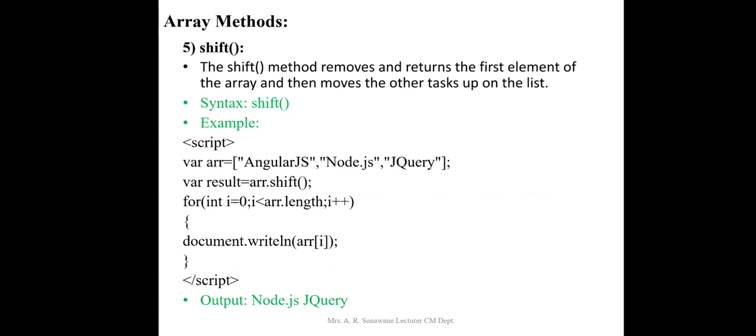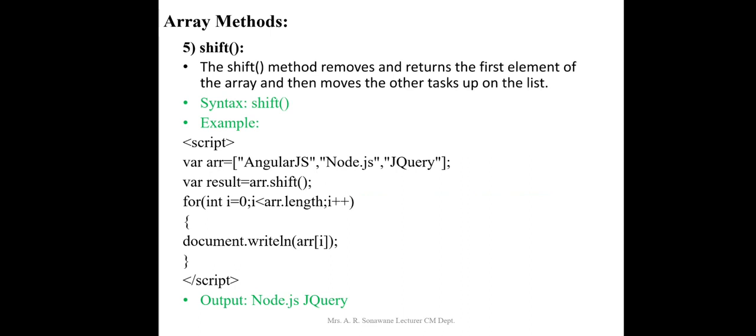So the syntax will be only shift. As an example, suppose ARR is my array having three fields: AngularJS, Node.js and jQuery. Now I have used a shift method. So whatever element is retrieved using the shift method is stored in a result variable. Now if you print your ARR array, it will print only two values: one is Node.js and the other is jQuery.